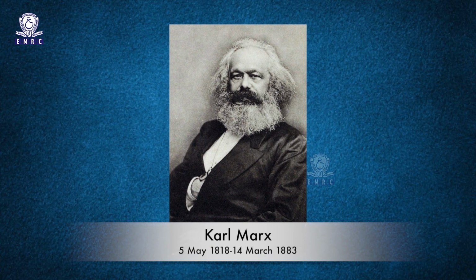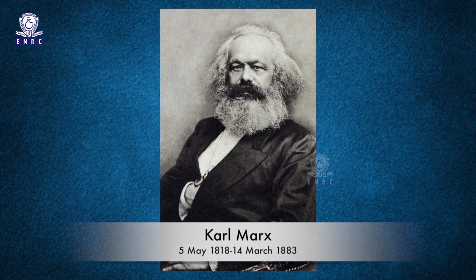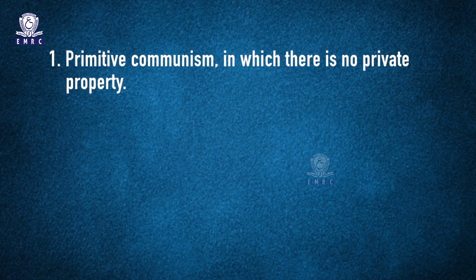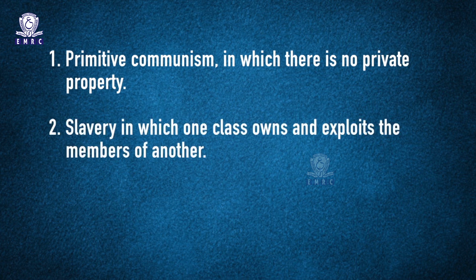From a Marxian view, a class is a social group whose members share the same relationship to the forces of production. Marx believed that human society evolves through different stages according to the means of production that is dominant at each stage. The first is primitive communism, in which there is no private property. The second is slavery, in which one class owns and exploits the members of another.